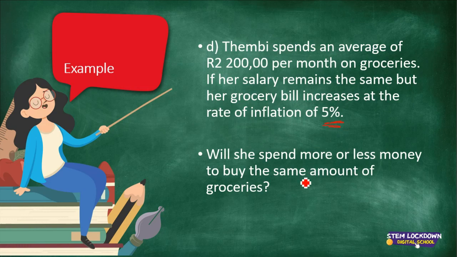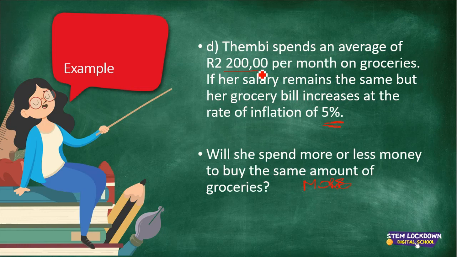The answer is she will spend more money, right? Her groceries will increase by 5%. So this figure will increase by 5%, so it should be more. So she'll be spending more, right? Now that's the problem with inflation. Inflation increases each and every year. So you can't just put your money aside, because after a few years, the money that you've stacked under your bed will buy fewer items.